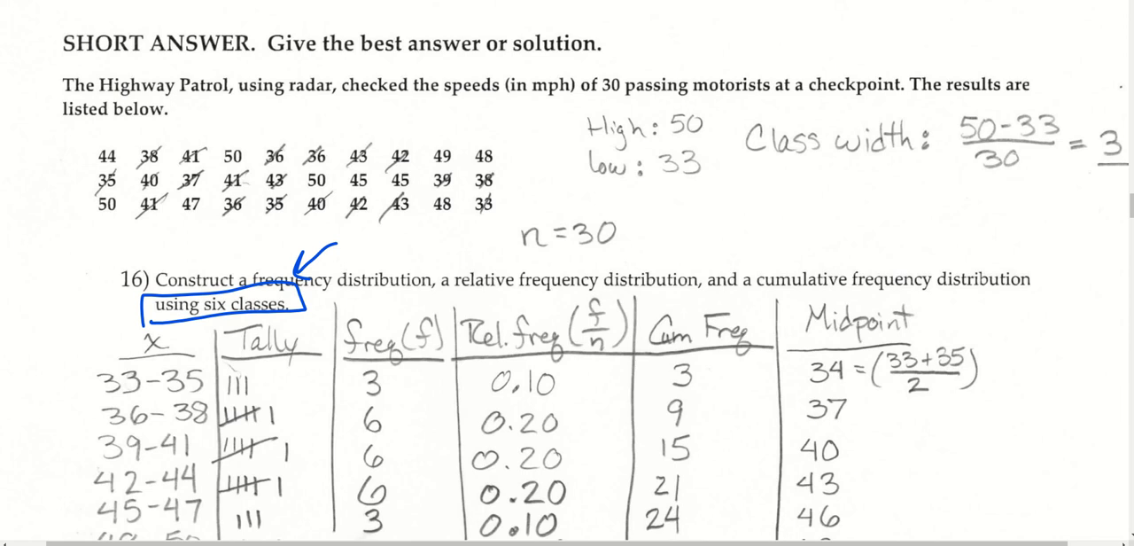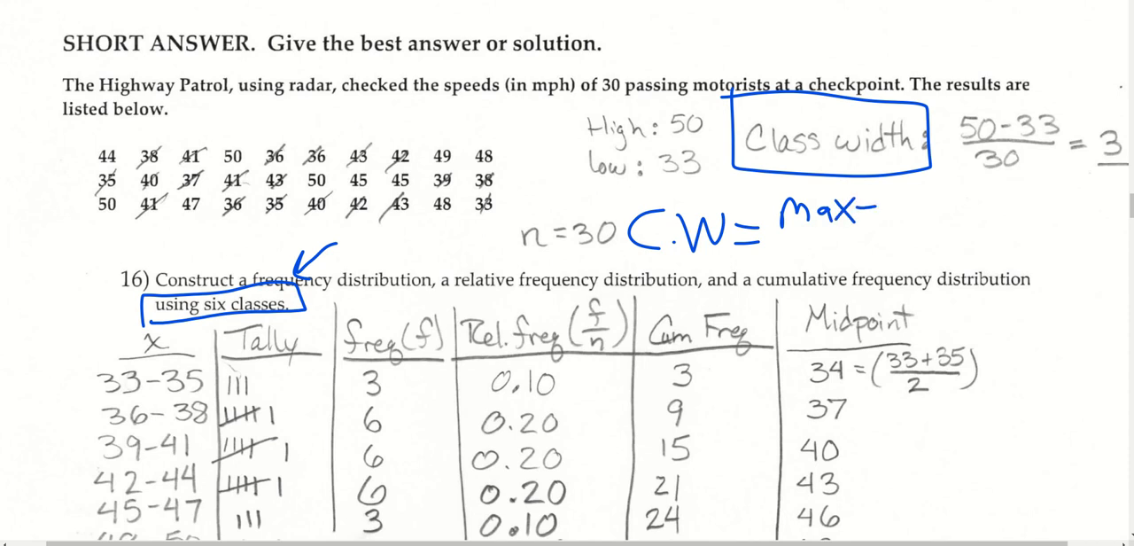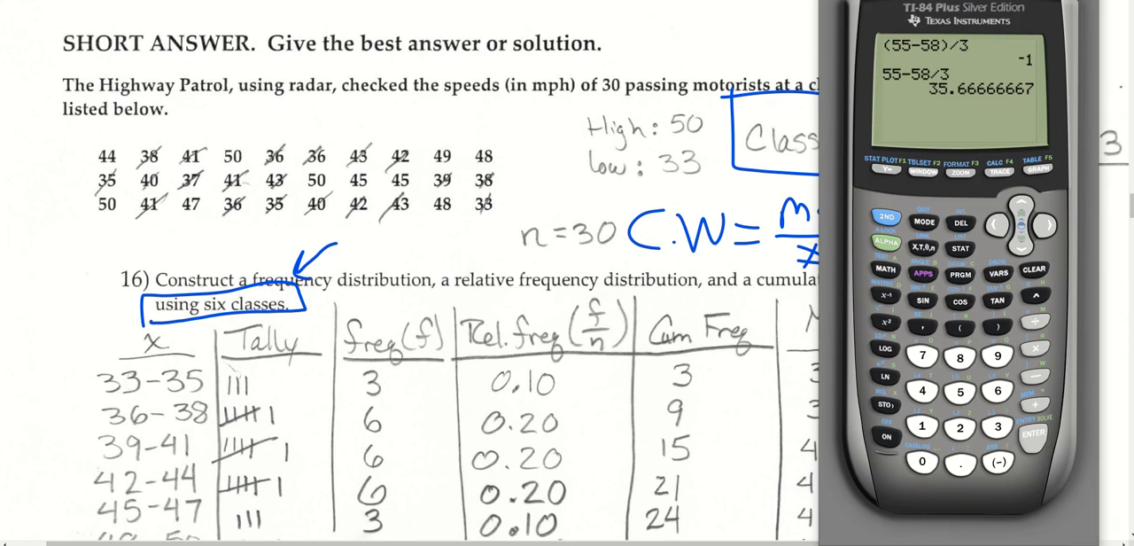Another formula you're going to need to memorize for the test is how to compute the class width. The class width is found by taking the maximum of the data set, that's the largest value, subtracting the minimum value, and then dividing by the number of classes. Before even doing that, it's a good idea to take your data set and plug it into your calculator because we want to ultimately sort this.